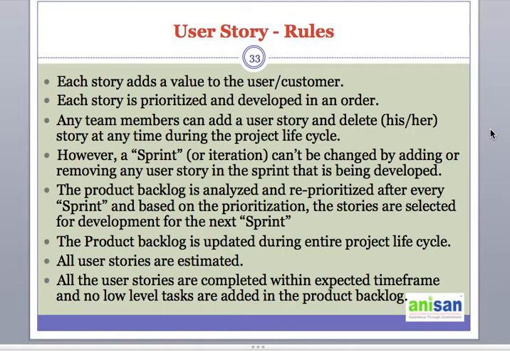The product backlog is analyzed and reprioritized after every sprint. Based on the prioritization, the stories are selected for development in the next sprint. That's why it is highly agile. All the high priority requirements will always be done at an early stage. The product backlog is updated during the entire project life cycle. Somebody may add a user story which they think is important, but from the project perspective, if it is not important, it will never be picked up at an early stage.